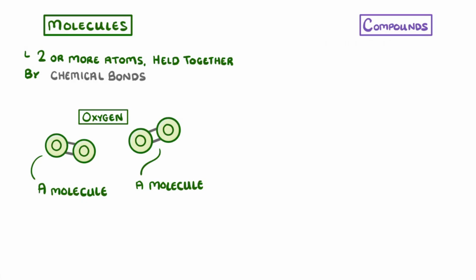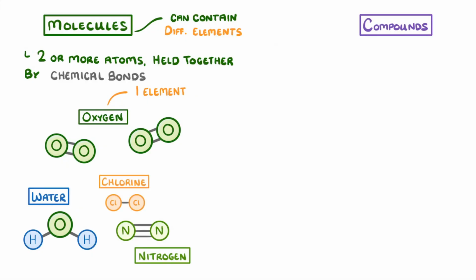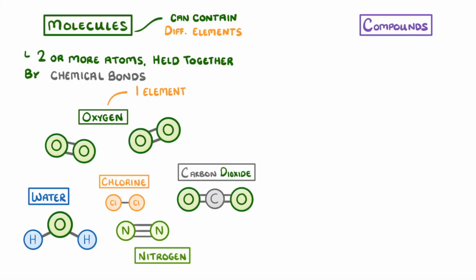Now, even though these oxygen molecules consist of just one element, molecules can contain multiple different elements. For example, in water molecules, one atom of oxygen is bonded to two atoms of hydrogen. Other molecules include nitrogen, chlorine, and carbon dioxide. But something like helium, which exists as a single atom, wouldn't count as a molecule. Because remember, molecules need two or more atoms.